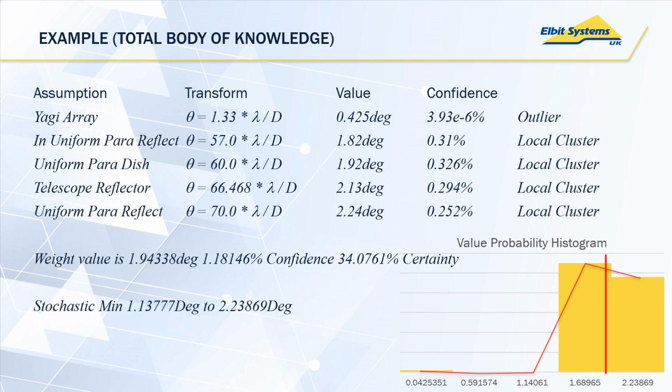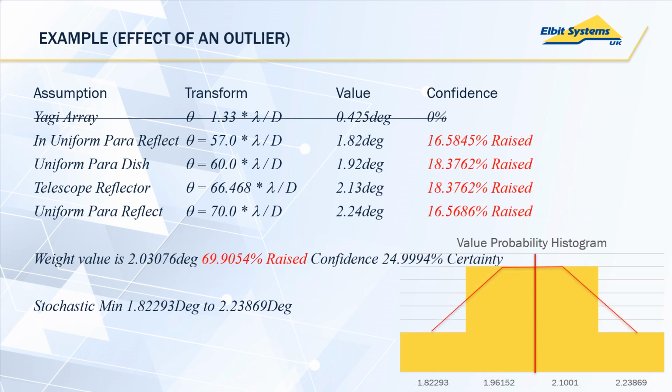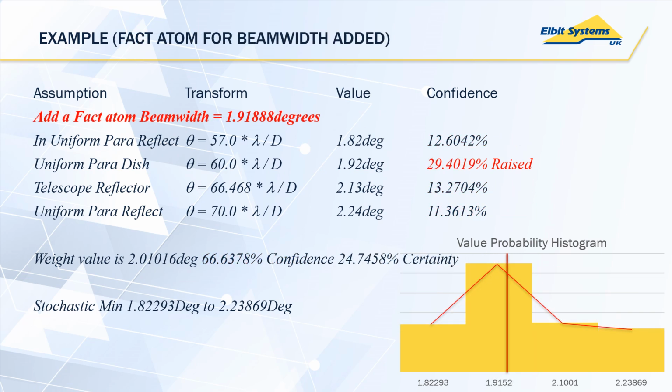We can play some games with this, and if we remove the outlier, we can see that the confidence increases because things are becoming quite confirming of each other. We could add an additional fact, and it might raise the confidence again because it might be confirming one of the values, in this case the uniform parabolic dish, and we can see that therefore is having beneficial effects for dealing with outliers and also dealing with confirming information.